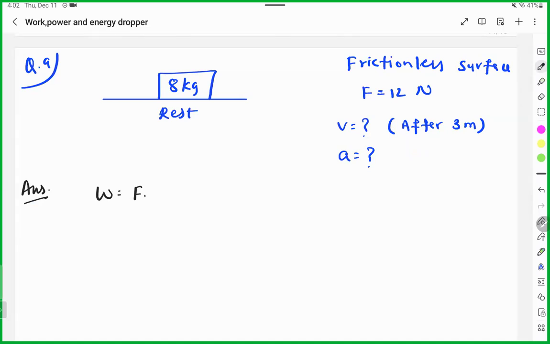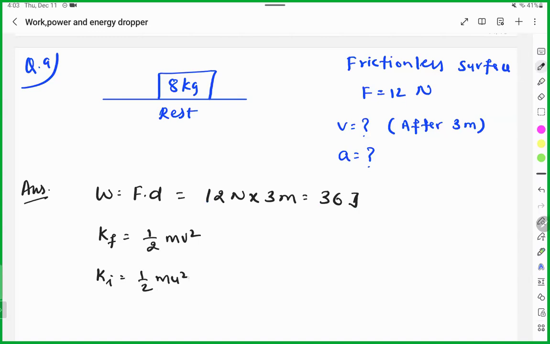Work done is equal to force into displacement. Force you are applying is 12 Newton. Displacement is 3 meters. So it will be 36 joule. Correct? This is the work done. Then final kinetic energy will be half mv square. You have to calculate this. Initial kinetic energy half mu square will be 0. Why? Because initial velocity is 0. Initially it was at rest. We know work done is equal to K final minus K initial. K initial is 0. So work done is equal to K final.